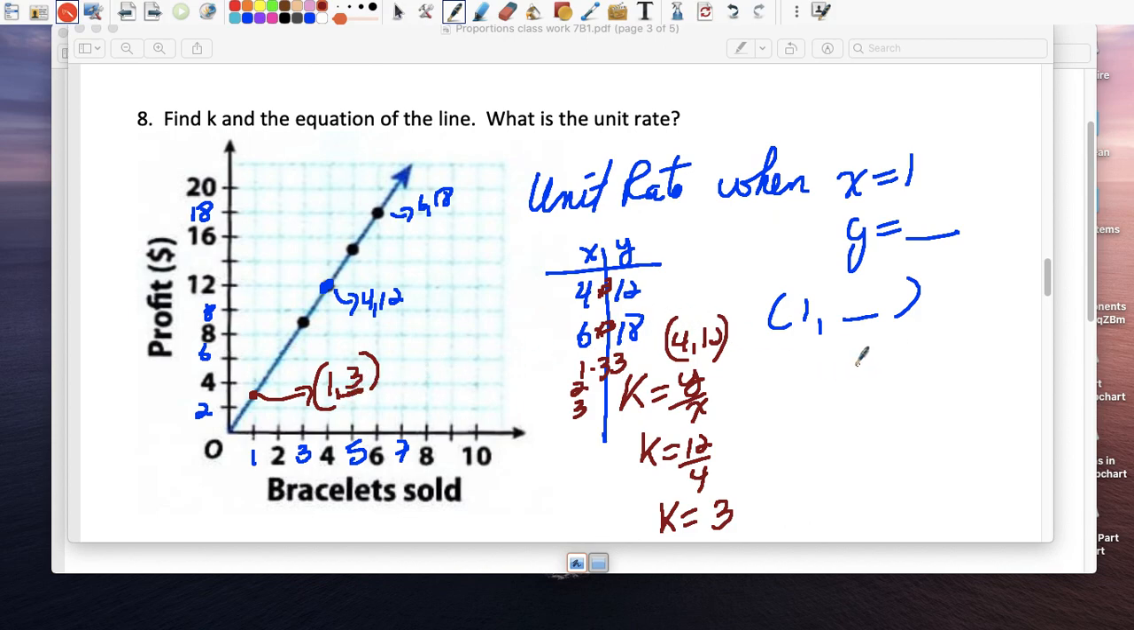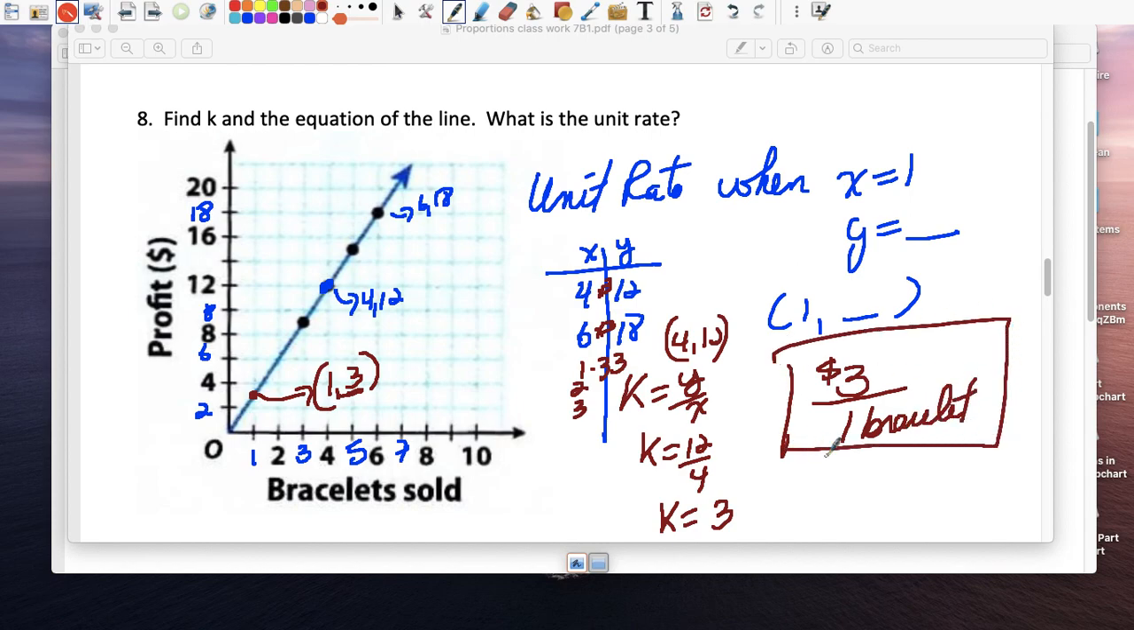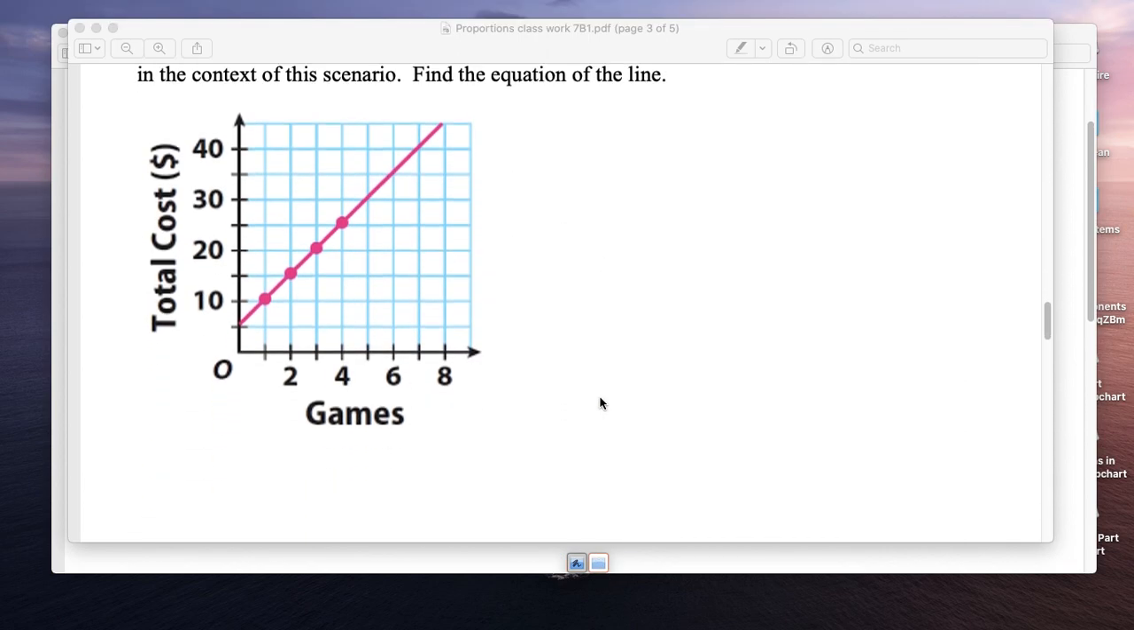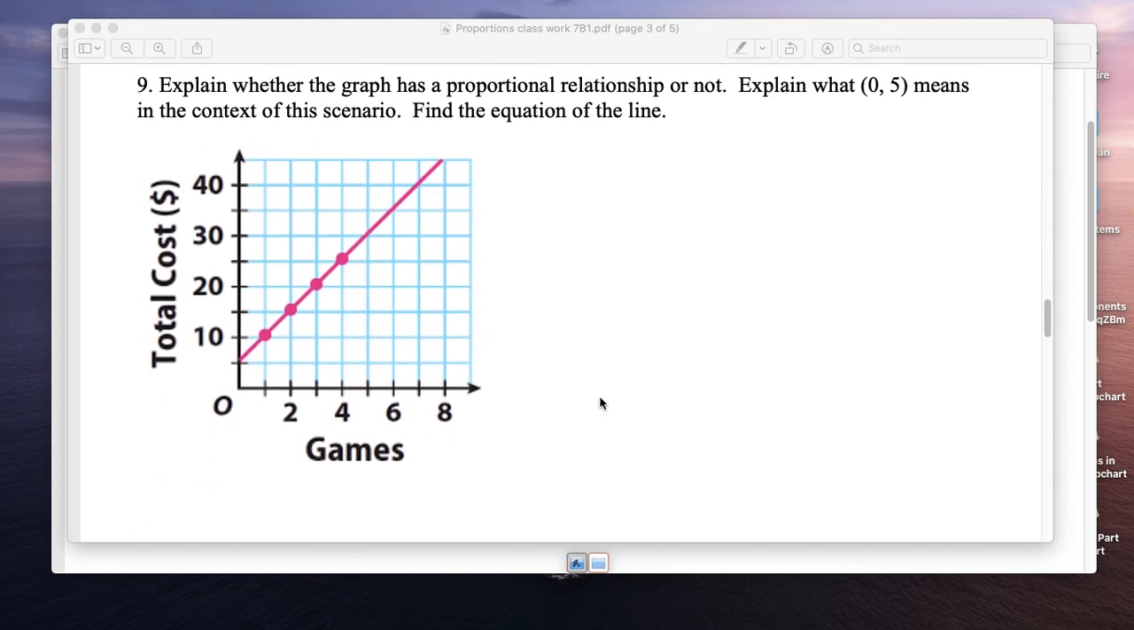So the unit rate is $3 for one bracelet. That's my unit rate. Okay, what's the equation of the line? Sorry, we need an equation. Well, y equals, what's happening is every x value is being multiplied by 3. There you go. That's the equation of the line.